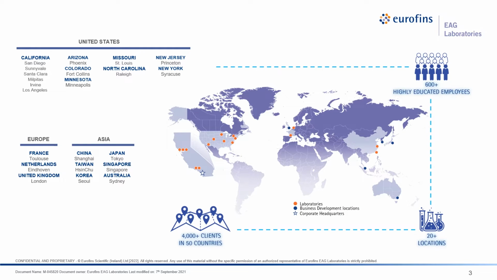EAG has several hundred highly educated employees working in laboratories around the world. However, we only offer XRD and XRR in two locations, here in California and our recent addition in the Netherlands. Our range of equipment and diversity of expertise allows us to provide our clients with a comprehensive peer-reviewed report within a few days of sample receipt. When necessary, we can even provide same-day service.